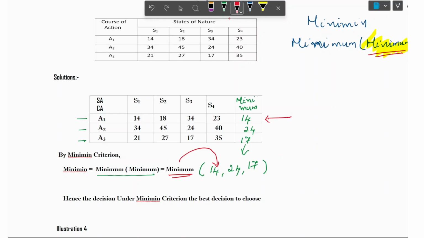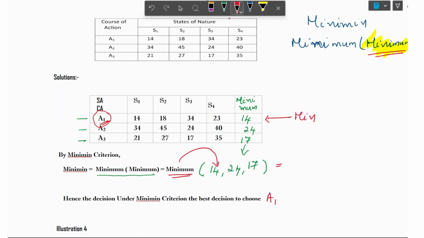That is against which course of action? This is the minimum value. Which course of action? That is A1. That means by this criteria, which course of action are you going to choose? That is A1. Therefore, concluded. Hence, the decision under Minimin criteria, the best decision is to choose A1.